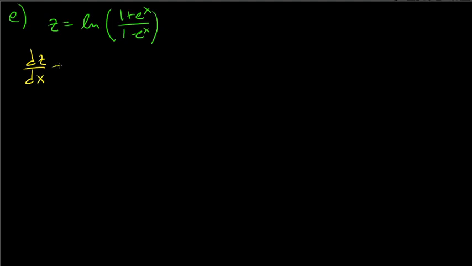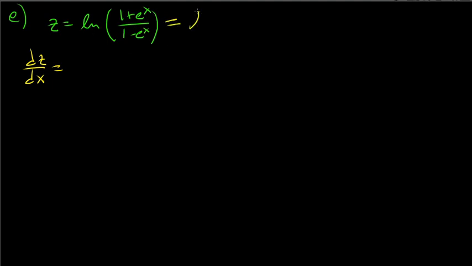And then part E, so z is the natural log of 1 plus e to the x over 1 minus e to the x. So this looks like this would involve, first of all, the derivative of log, right? So that's going to be a chain rule. And then the derivative of what's in the parentheses is a quotient rule. If you want to do it that way, go right ahead.